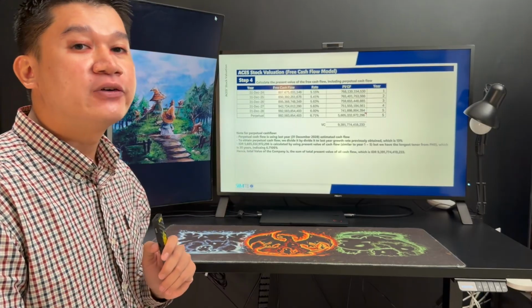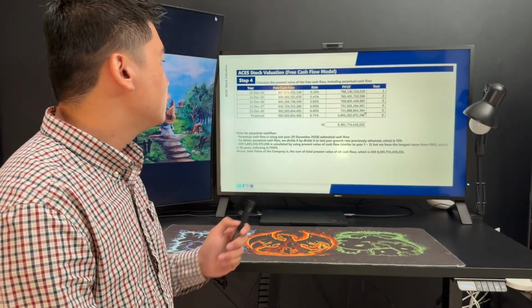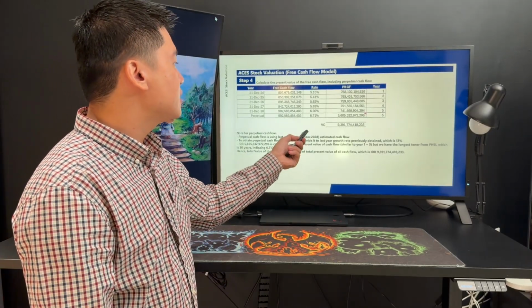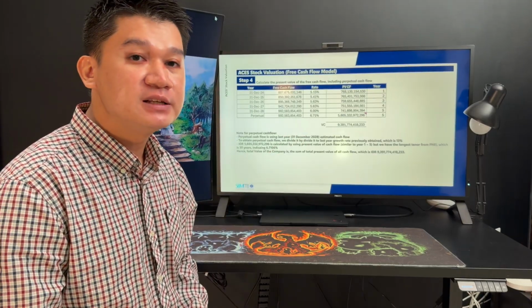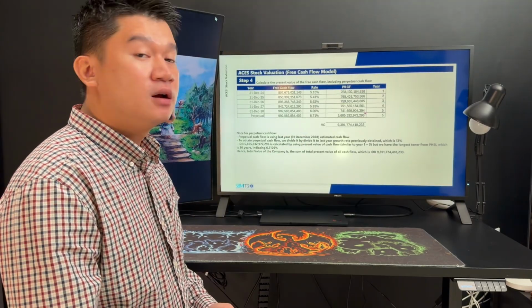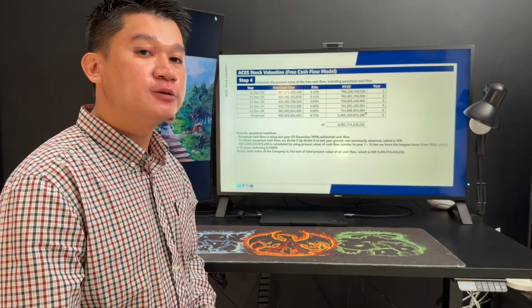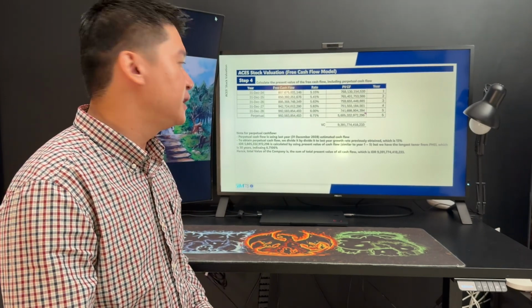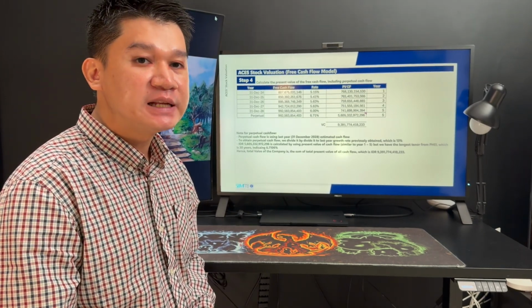To calculate the value of the company, we take the total sum of the present value of cash flow. According to this calculation, the present value of cash flow of the company is around 9.39 trillion IDR.